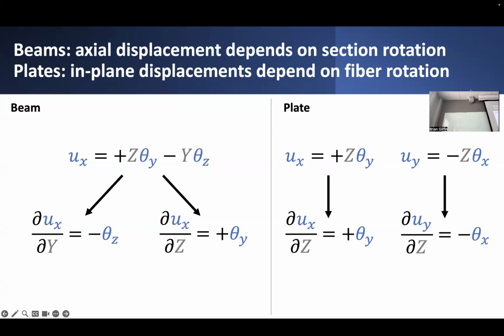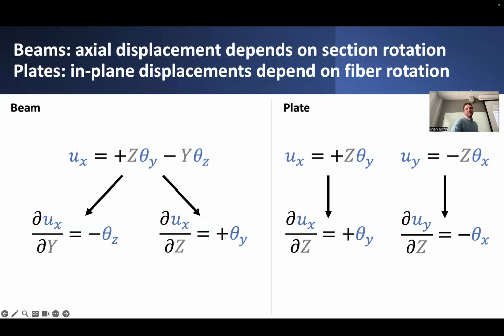We can do the same thing. We can look at ux partial z, uy partial z, and notice that it's related to the in-plane rotations, theta y and theta x. And again, we have these signs showing up partially because of how we've set up this representation of the cross products.